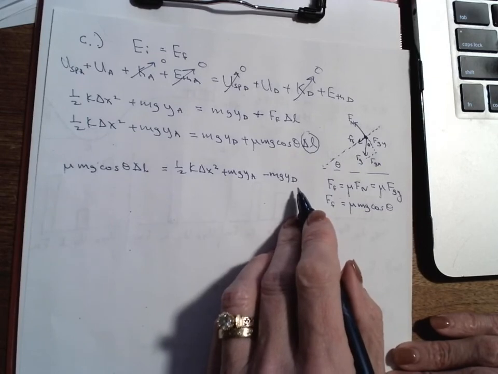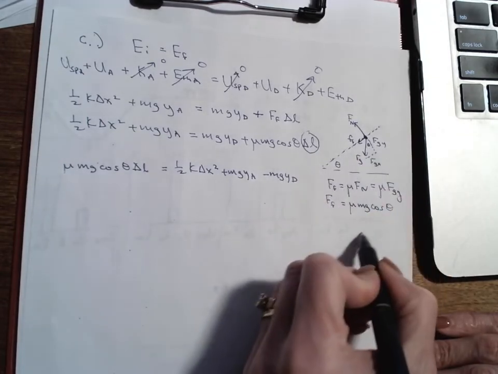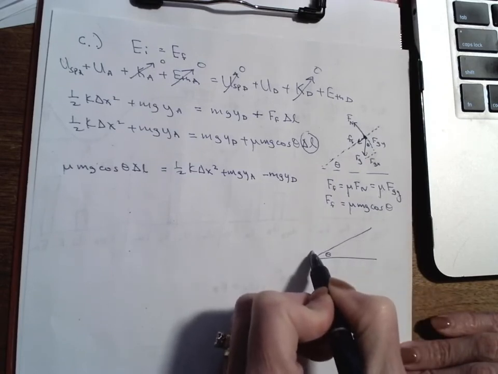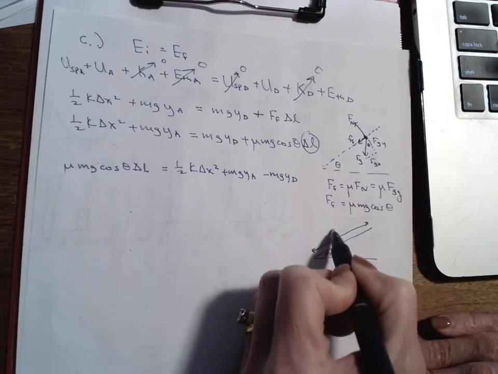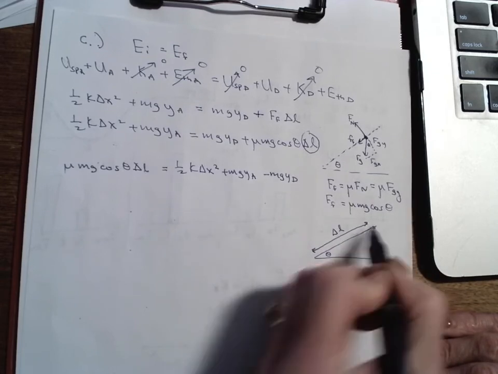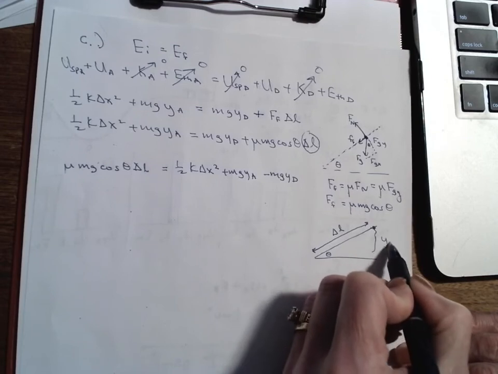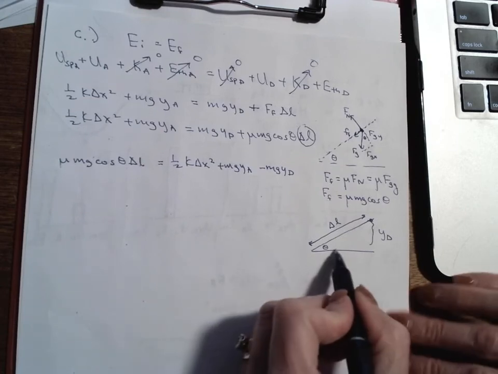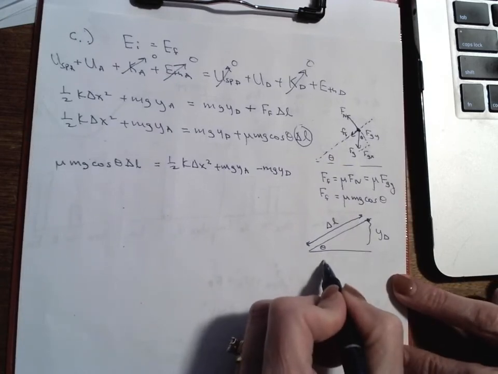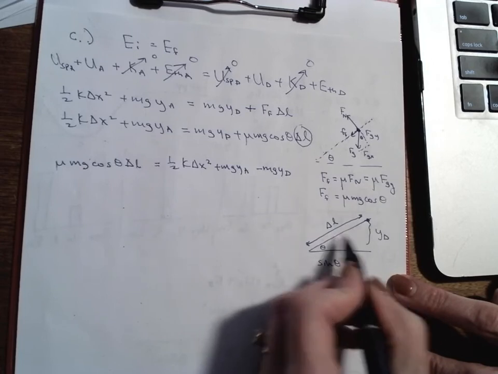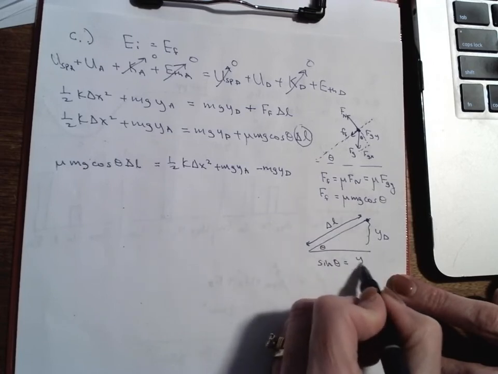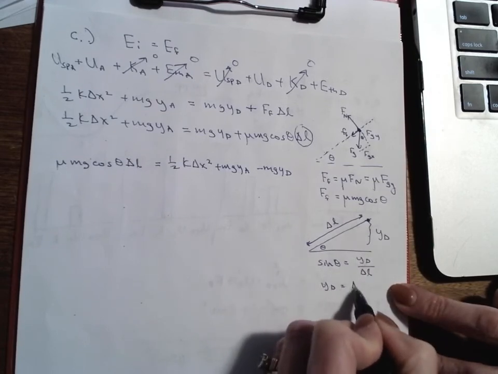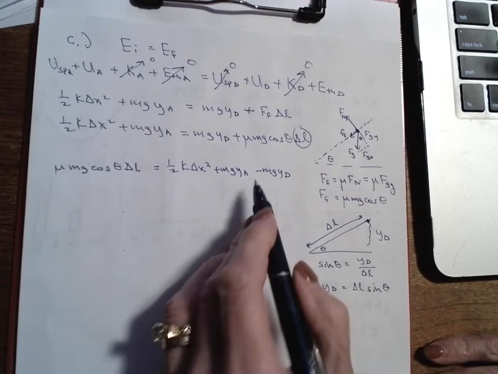Now what about YD? So YD is this distance. So if I'm heading up the hill, this is my theta, and this is my delta L. And this is as far as the person gets, this spot right here. Then this right here is my YD. So let's write YD in terms of delta L. And I should have done that earlier. So I know that sine theta is equal to opposite over hypotenuse. So that means sine theta is YD over delta L. And now to find YD, it is equal to delta L sine theta. So I'm going to plug that in here for YD.